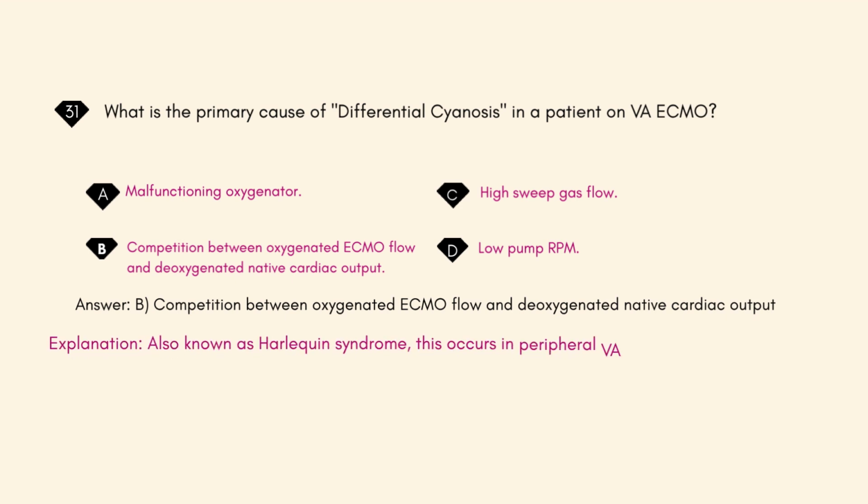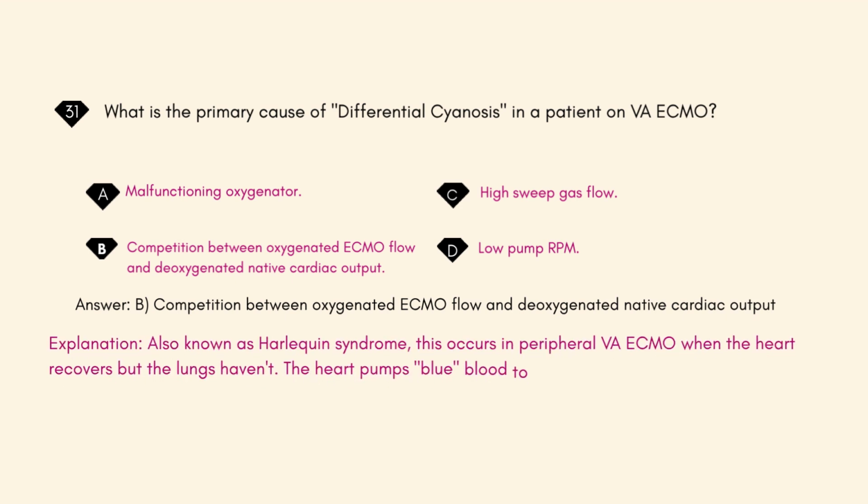Explanation: also known as Harlequin syndrome, this occurs in peripheral VA-ECMO when the heart recovers but the lungs haven't. The heart pumps blue blood to the brain and arms, while the ECMO pumps red blood to the lower body.